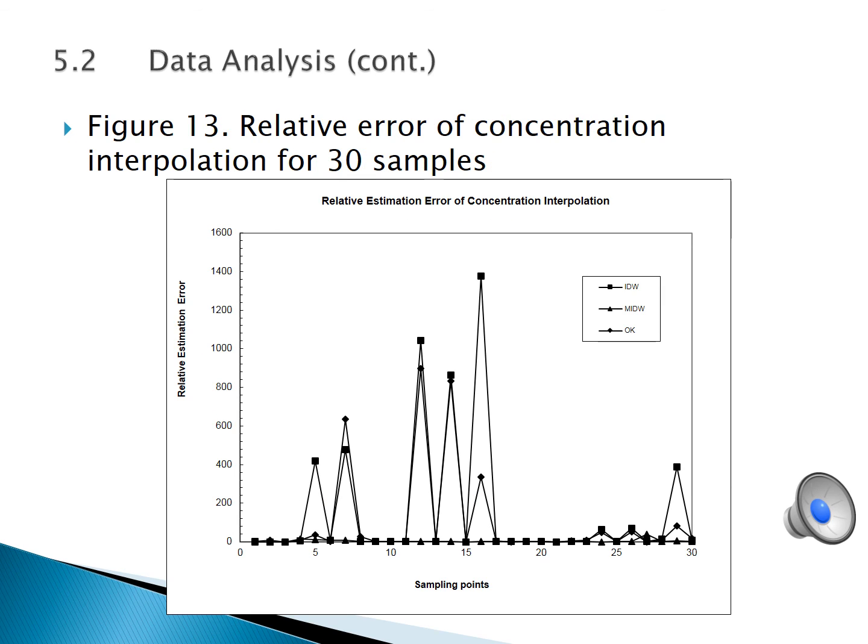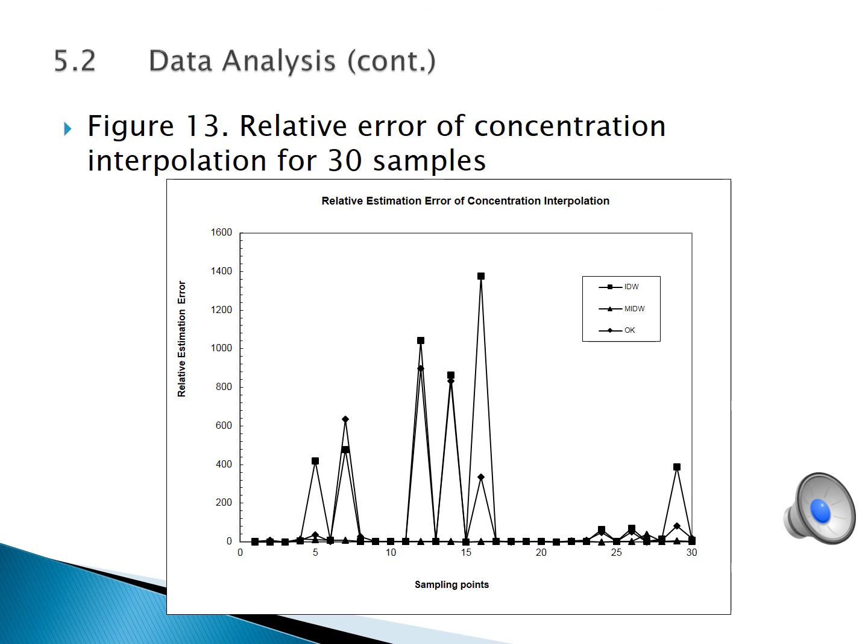Relative error of concentration interpolation for the 30 samples is shown in figure 13. Relative estimation error is defined as the difference between real values and interpolated values divided by the smaller one of those two. It is observed that MIDW functions better than IDW and OK at wells where abnormally big differences of TCE concentration from neighboring wells exist. This is related to the definition for MIDW.